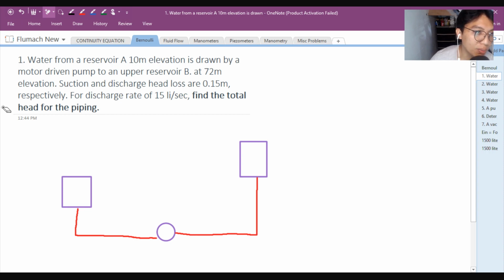Water from a reservoir A, at 10 meters elevation, is drawn by a motor-driven pump to an upper reservoir B. So, if this is A, this is B. Reservoir A is elevated at 10 meters and reservoir B is elevated at 72 meters. Suction and discharge head loss are 0.15 meters respectively, which means this is the total head loss. For a discharge rate of 15 liters per second, find the total head for the piping.